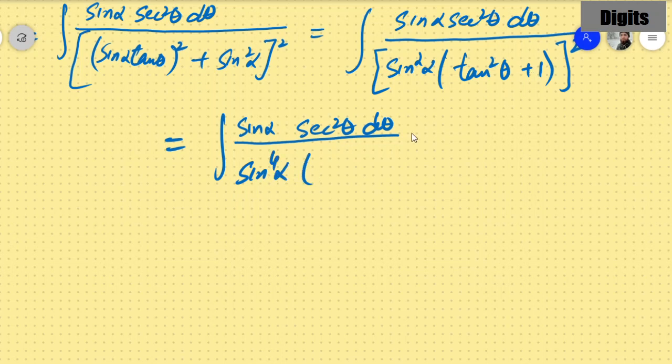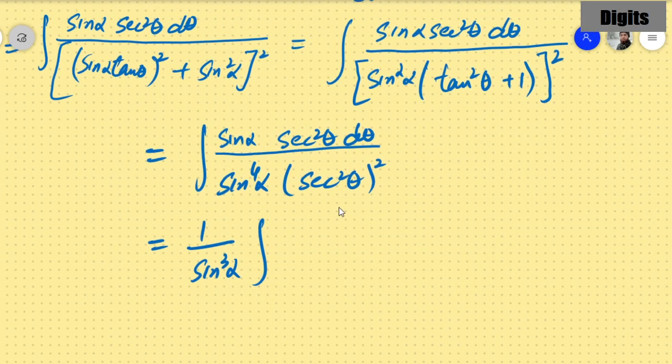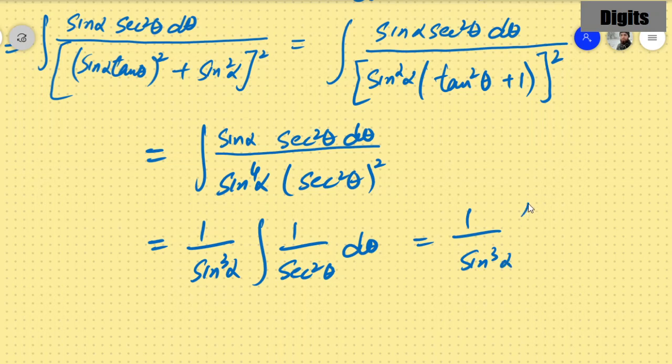Tan square theta plus 1 is again sec square theta. Note down, it will be equal to 1 by sin cube alpha integral, because we know sin alpha is a constant term, and here it is also squared. Now sec square theta divided by sec power 4 theta simply equals 1 by sec square theta d theta, which is 1 by sin cube alpha integral of 1 by sec square theta, that is cos square theta d theta.